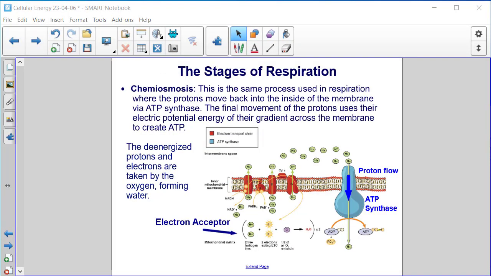Chemiosmosis is the second process, where the protons move back into the inside of the membrane via ATP synthase. The final movement of the protons uses the electric potential energy of their gradient across the membrane to create ATP. The de-energized protons and electrons are taken by the oxygen, forming water.